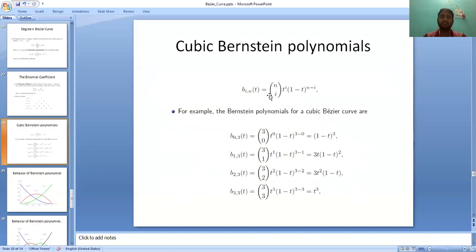Cubic Bernstein polynomial, as I have told you, B_i,n(t) equals to n choose I t to the power I (1 minus t) to the power n minus I. So whatever we have written in the cubic polynomial previously, this Bernstein polynomial gives the same thing. Here B03 is nothing but (1 minus t) cube, B13(t) is nothing but 3t (1 minus t) square, B23(t) is nothing but 3t square (1 minus t), and B33(t) is nothing but t cube. This is called the Bernstein polynomial.